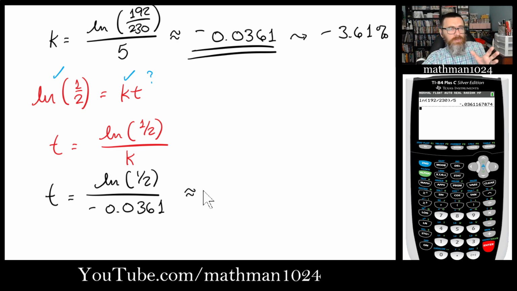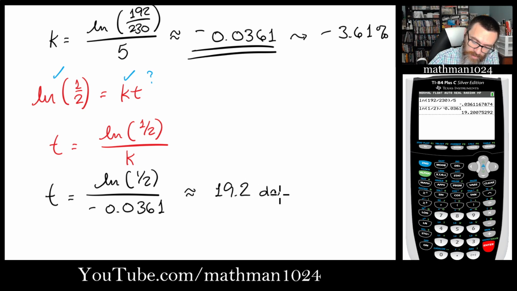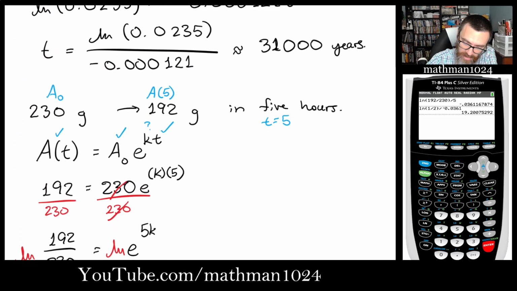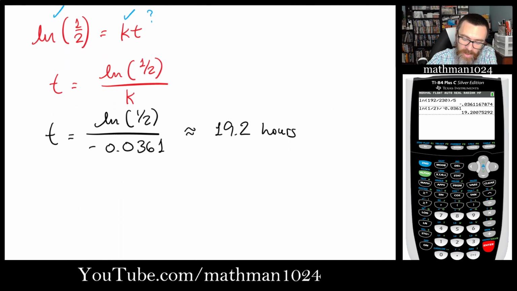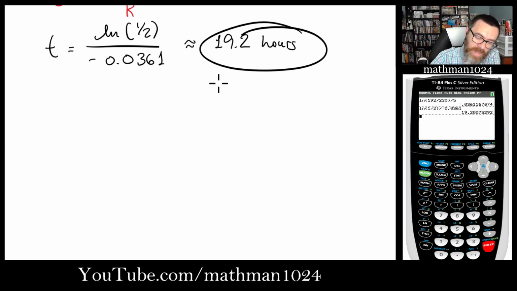Now again, we said that our half-life should be a little bit more than 5 days. So let's see what we have here. So natural log of 1/2 divided by negative 0.0361. And so it tells me this is about 19.2, not days, hours. Man, gotta pay attention to what it says. Yep, so yeah, 5 hours. It said hours. I'm not sure where I got the days from. Pardon me, please. So this is our half-life.